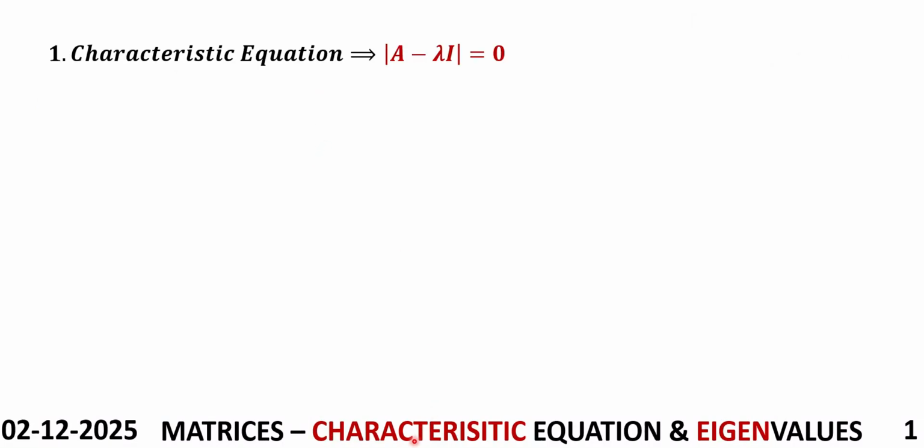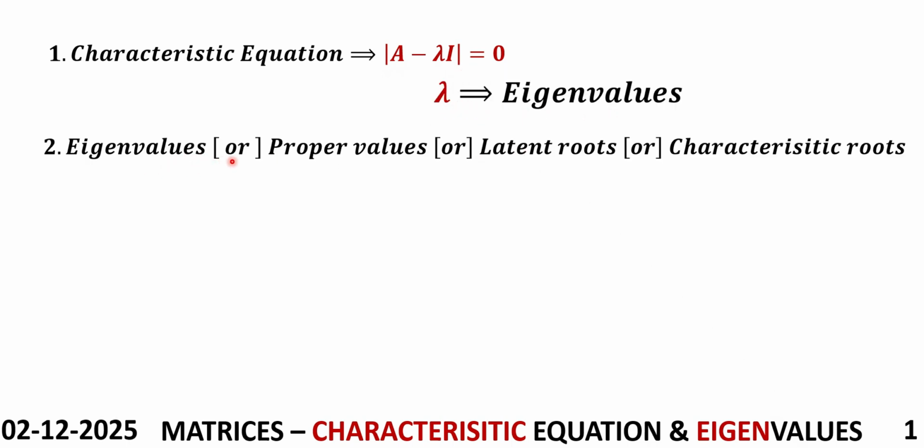Today we are going to discuss, in matrices, how to find the characteristic equation and how to write the eigenvalues. The basic characteristic equation of any matrix can be determined by using the equation A minus lambda I equal to 0, where lambda is the eigenvalues. The eigenvalues are also called proper values, latent roots or characteristic roots.